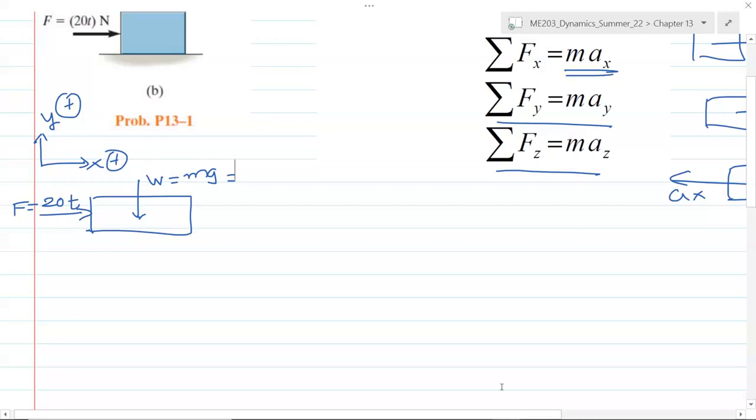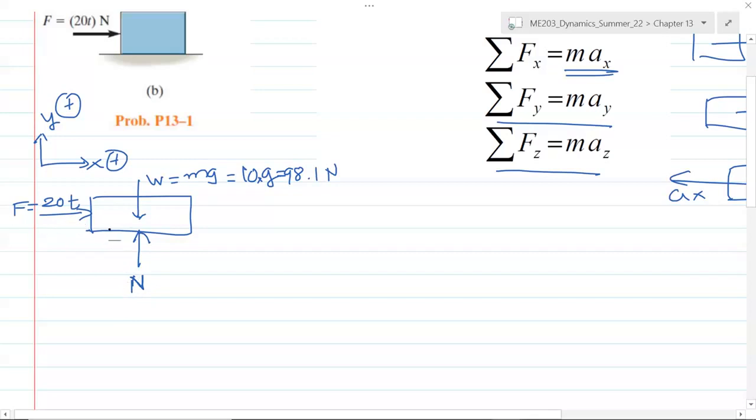The block has 10 kilogram mass. So the weight is 10 multiplied by g, that is 10 multiplied by 9.81. So this is actually 98.1 newtons. That's the weight which is acting downward. Now the block is resting on a surface, so there is a normal force. Whenever anything is resting on a surface, there is a normal force. So that normal force is acting upward.